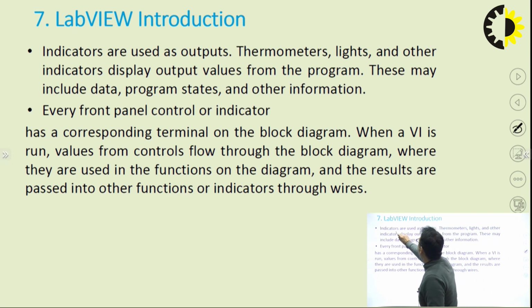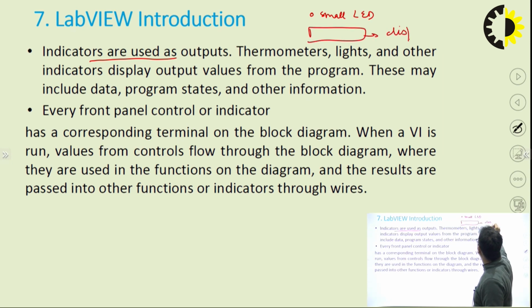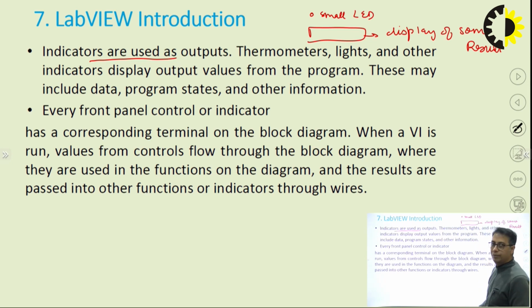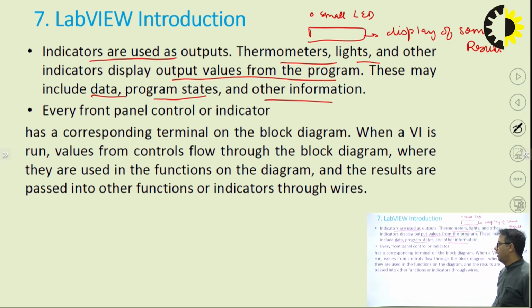And like I said, indicators are used as output, like we generally use an indicator such as a small LED. Okay, so display of some result, where output is shown. So it may be a thermometer, lights, or other indicators that display output values from the program. This may include data, program state and other information as well.